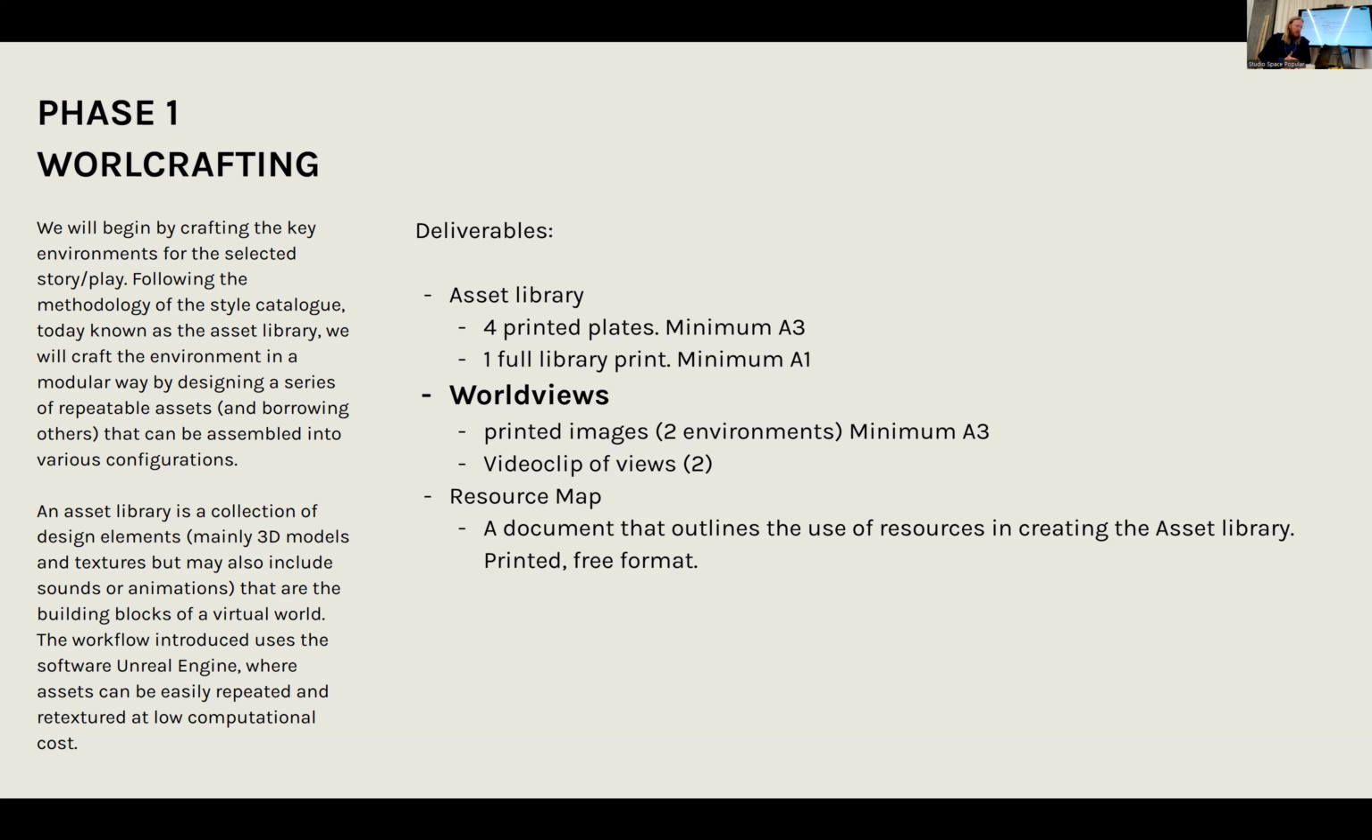And then something that we're calling a resource map. The format is very open, but basically a document that outlines the use of resources in creating the asset library. Should be printed, but the format is free. Might be a document, might be a little booklet. Basically means, let's say you decided to use 3 different AI tools to generate this one column or this one tree or whatever it is.